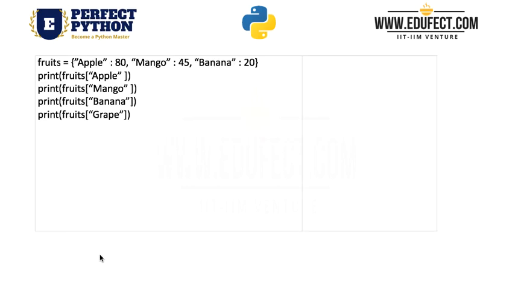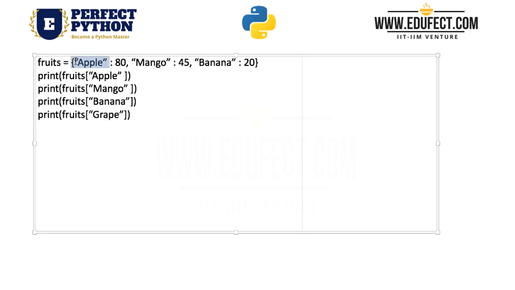So let us look at an example of dictionaries. Here we have a dictionary fruits which consists of, say, apple. Here apple is the key and the value against it is 80. So let's assume this is the price. So we have a key value pair wherein the key is the name of the fruit and the value is its price. The next key is mango and the value, or the price, is 45, and we have banana as the third key and the value against it, or the price, is 20.